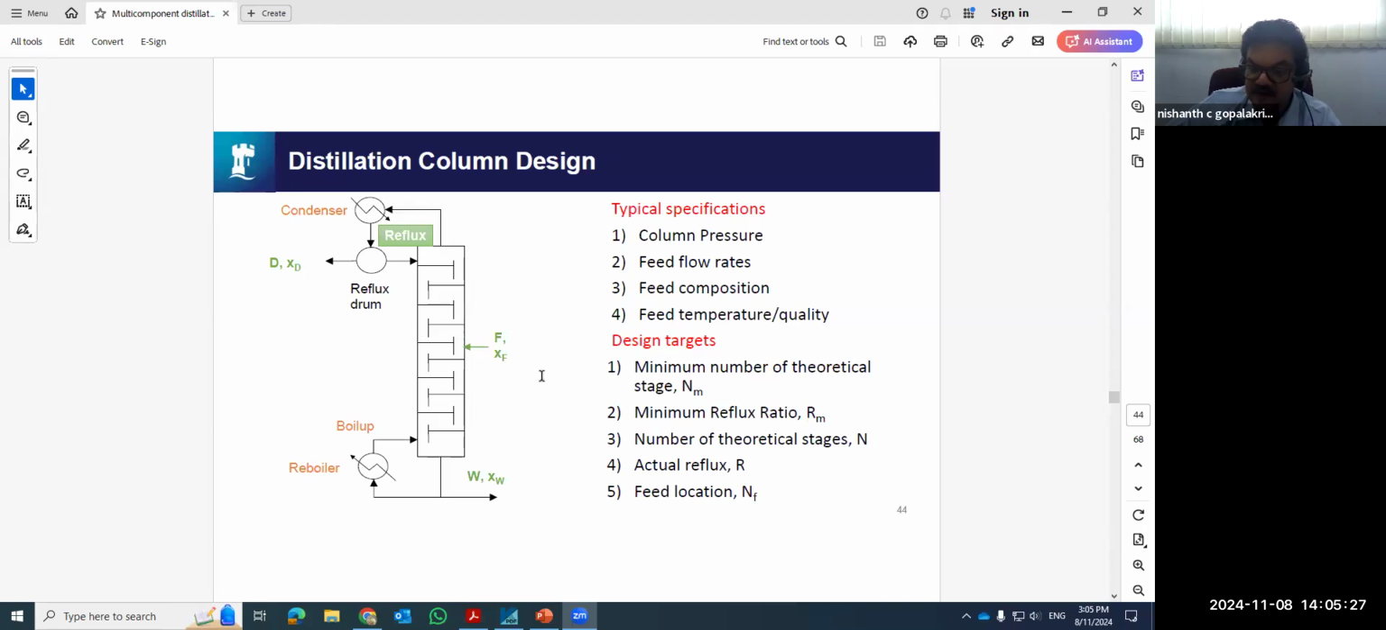So here, what we are trying to find is an actual combination of number of stages and reflux. And also we need to see where we need to put the feed. So these are the design targets. Based on the specifications that we have, we need to identify these numbers.